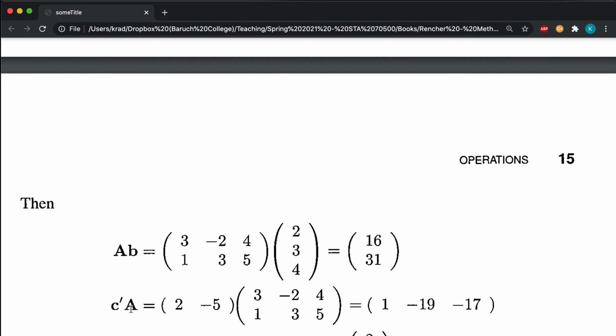Okay, so here again there's a transformation going on. You have a two-dimensional row vector. It's transformed into a three-dimensional row vector.